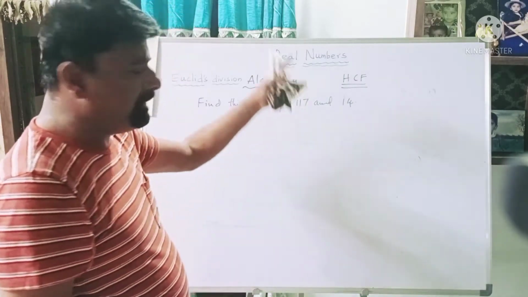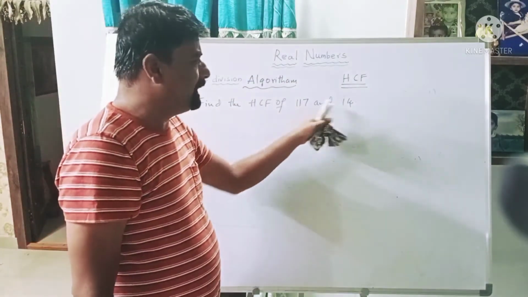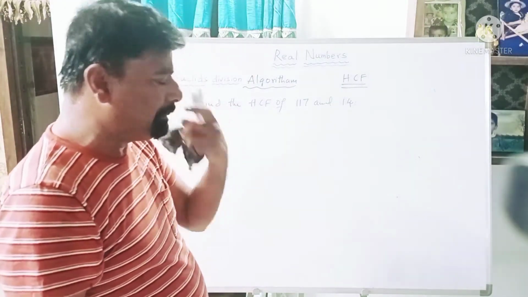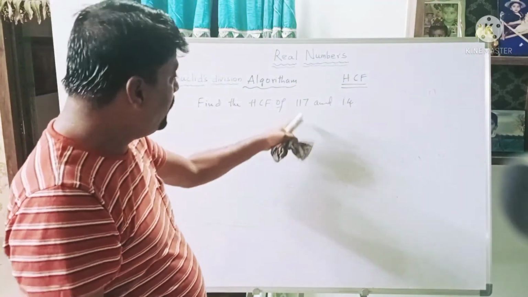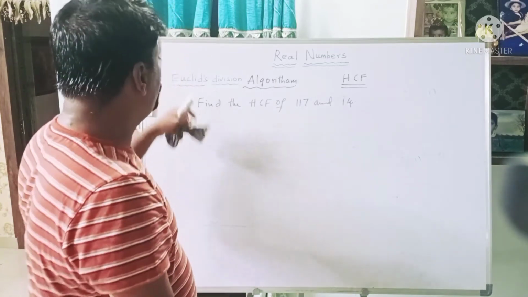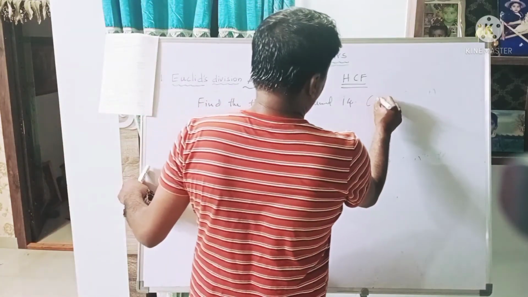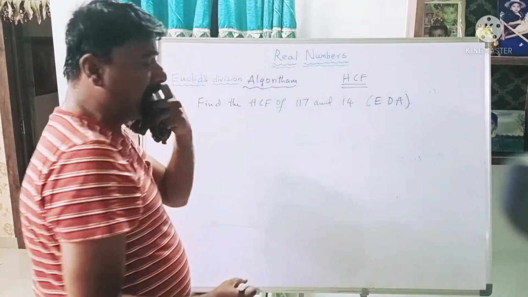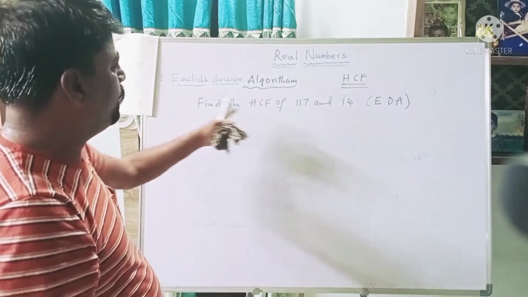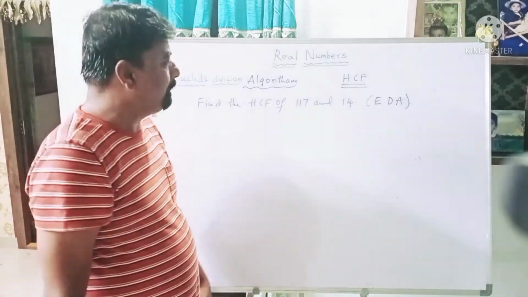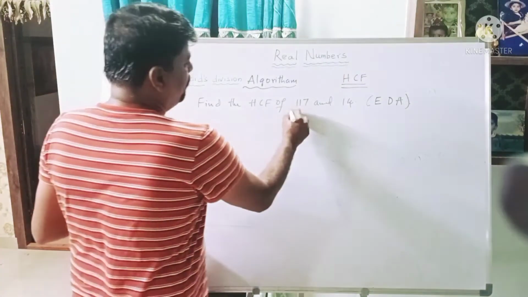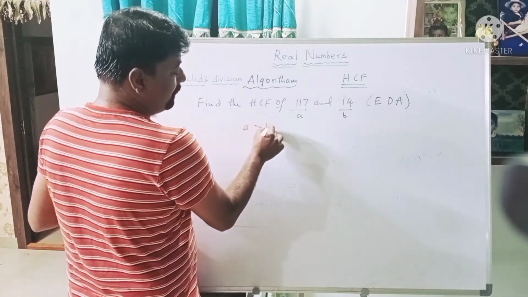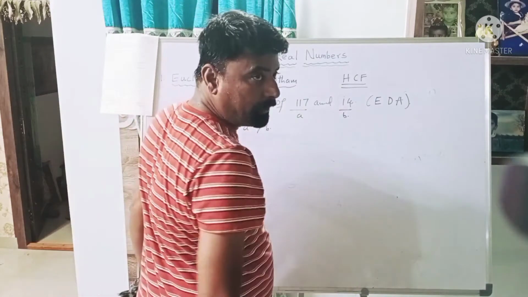In previous classes you know how to find the HCF of these two numbers. There are two methods: one is the long division method and the next one is the prime factorization method. But here I will tell you by using EDA, that is Euclid's division algorithm. By using EDA only you have to find the HCF of these two numbers. This number is A and this number is B. First you write A is greater than B, because 117 is greater than 14.